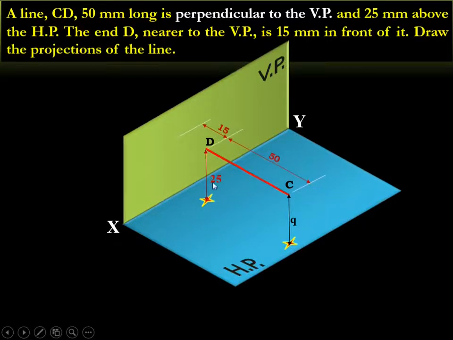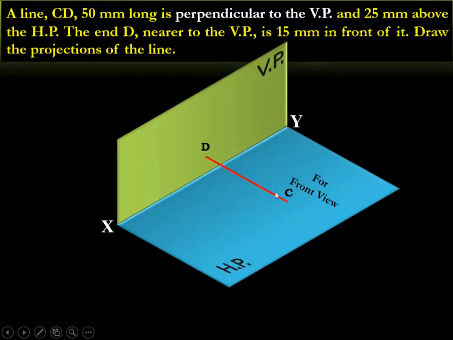The pictorial representation of the given problem is shown here. From this diagram we can understand that the true length of the line is 50 mm and the line is located 25 mm above the horizontal plane and one end of the line is located 15 mm in front of the vertical plane.